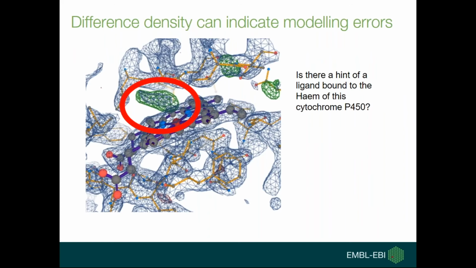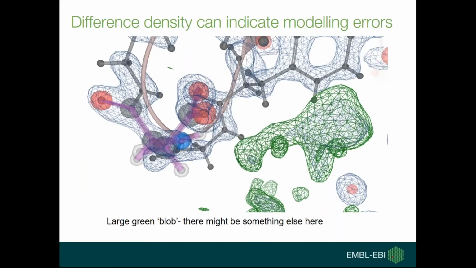So for instance, this structure has a hint of something maybe bound to the heme in this cytochrome P450. Difficult to tell, the maps are noisy, so it's hard to tell, but you might start asking the question, should there be something there? In this one, there's a huge green blob indicating I want more electrons here. And actually in the paper for this entry, the authors say, we see electron density, we think something should be here, but we don't know what it could be.